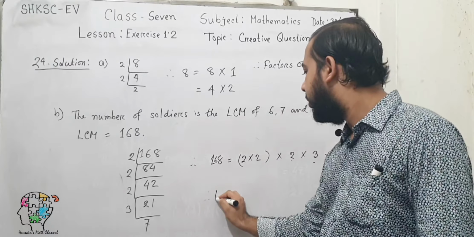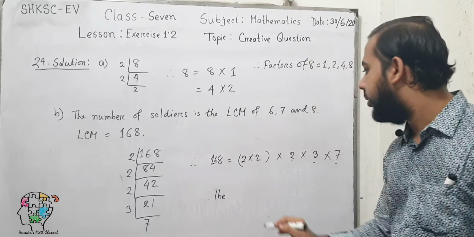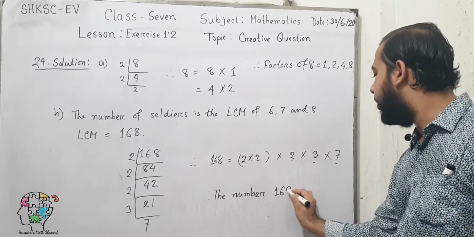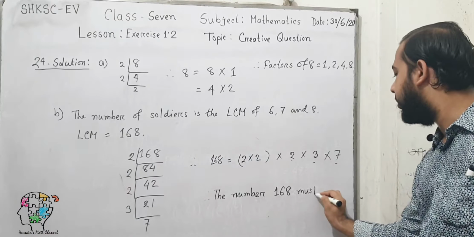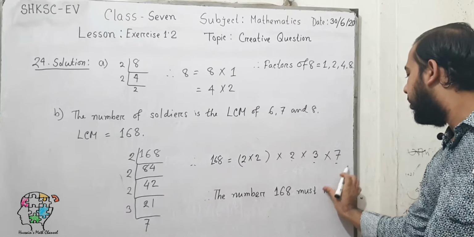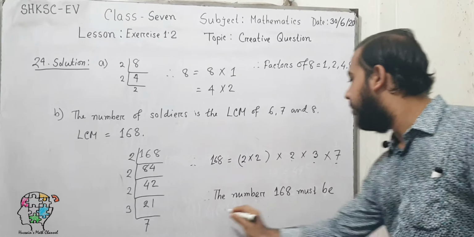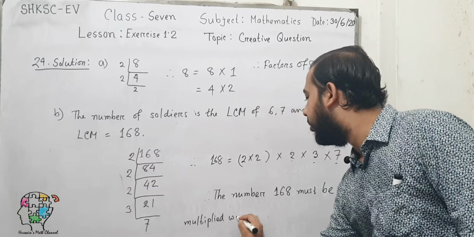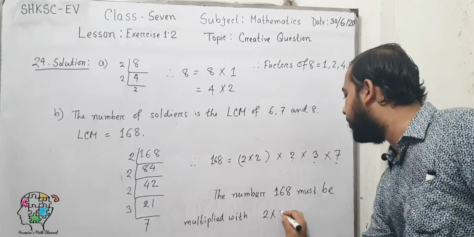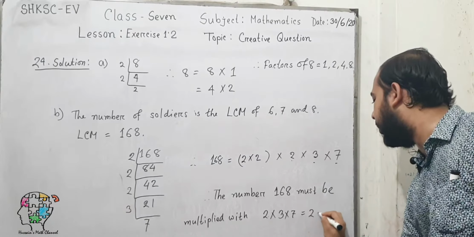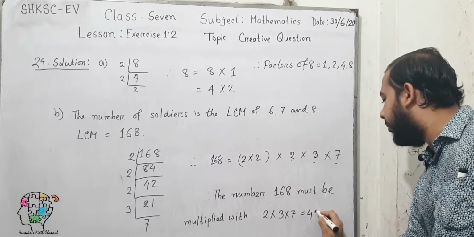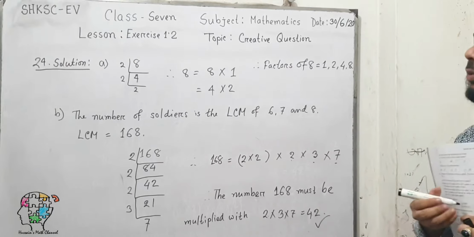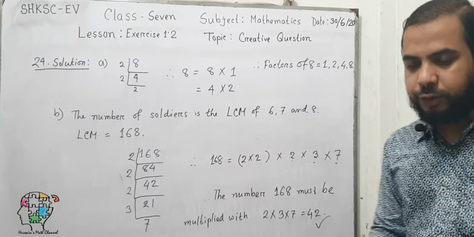Therefore the number 168 must be multiplied with 2 times 3 times 7, equal to 42. So our required number to be multiplied should be 42, which completes question number B also. Now move on to question number C.